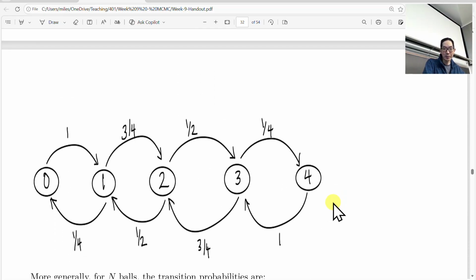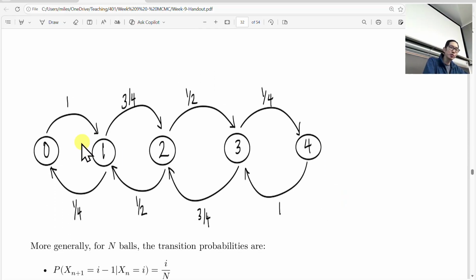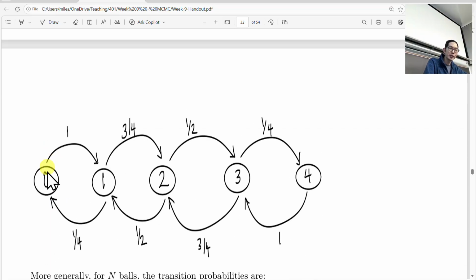And we can also represent it with this state diagram. If we start off with 0 on side A, then 100% we will end up with 1 at the next state, because 1 ball does have to come over. If I start at 1, there is a 3/4 probability of going to 2, or a 1/4 probability of going to 0. If I start at 2, it's 1/2 and 1/2, and so on and so forth.